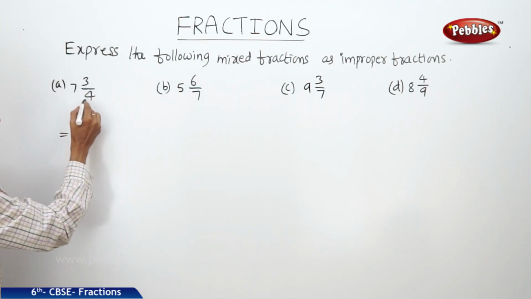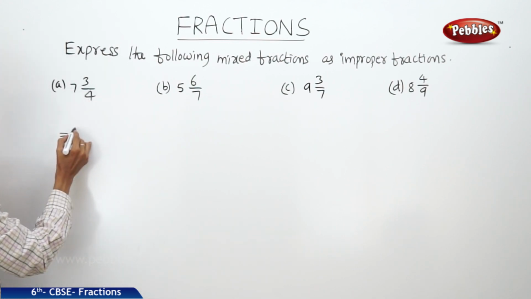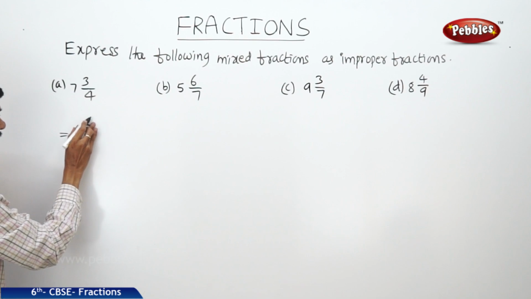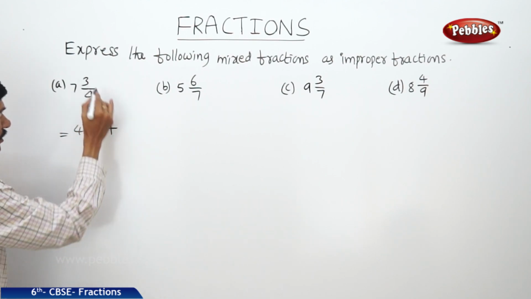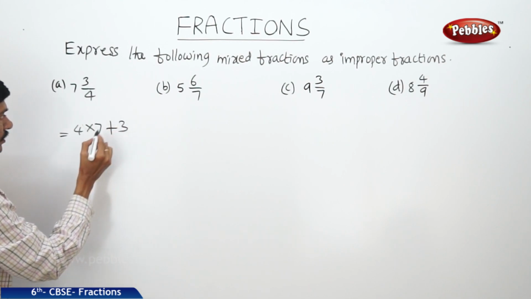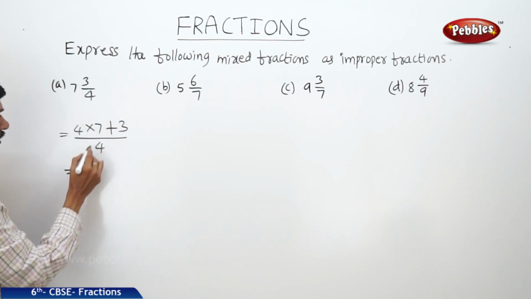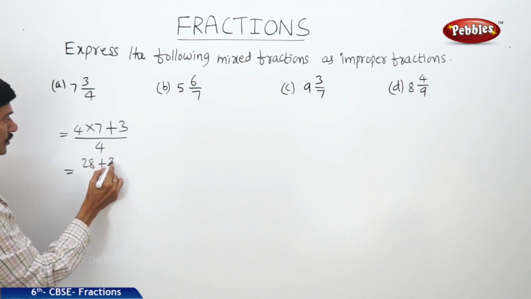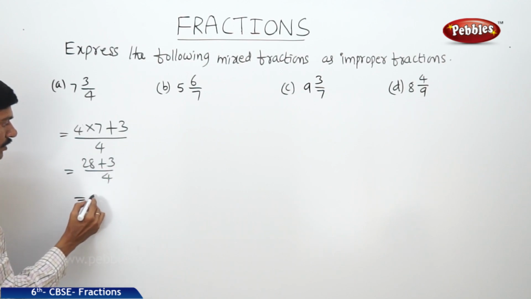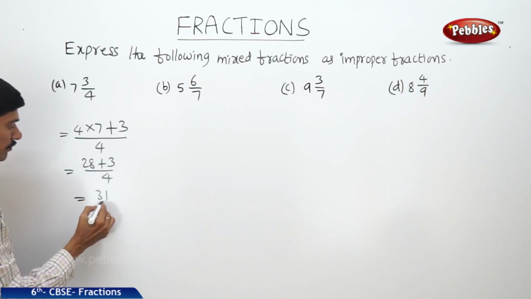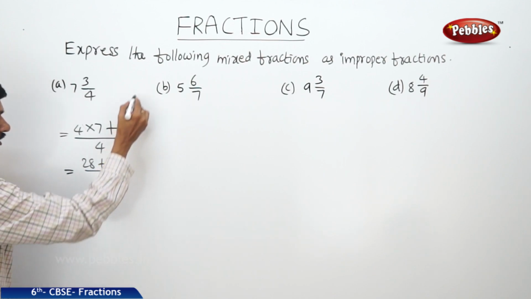So then we multiply the denominator with the whole. So 4 into 7 plus we add the numerator 3, divided by 4. So this equals 4 7s are 28 plus 3 by 4. So that is the same as 28 plus 3 equals 31 by 4. Now this is the improper fraction.